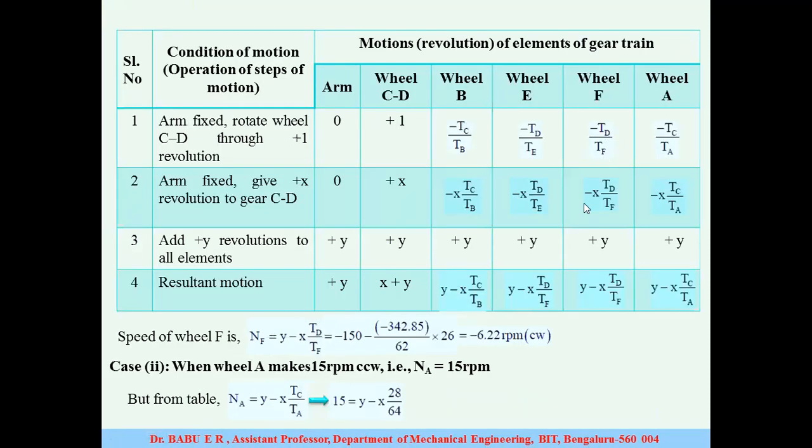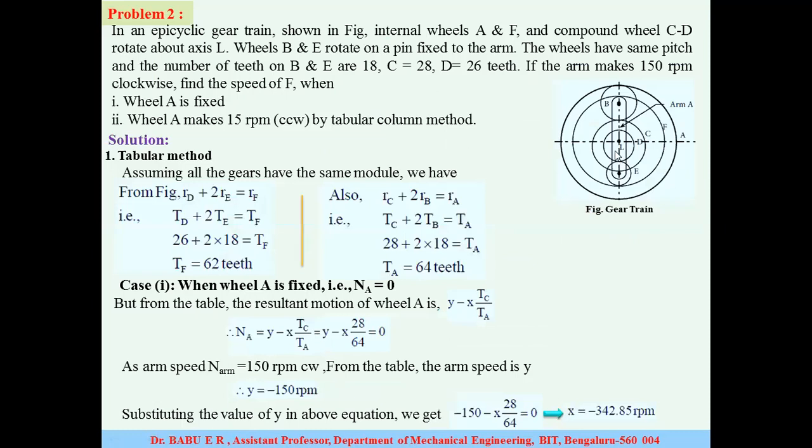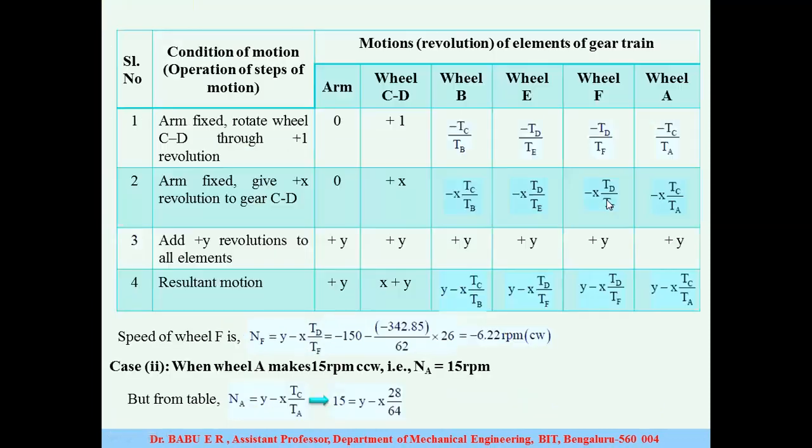TD by TF. And you see the direction. When you rotate this in clockwise direction, this will rotate in counterclockwise direction. When this rotates in counterclockwise direction, the F also will rotate in counterclockwise direction because it is meshing internally. So it is a negative value.